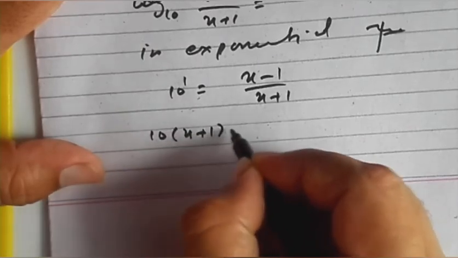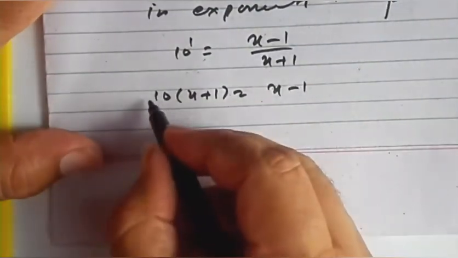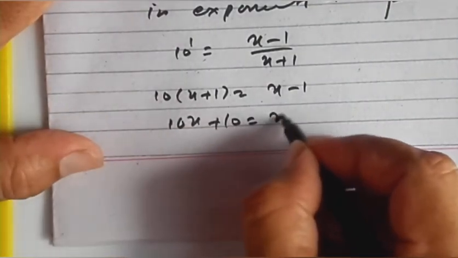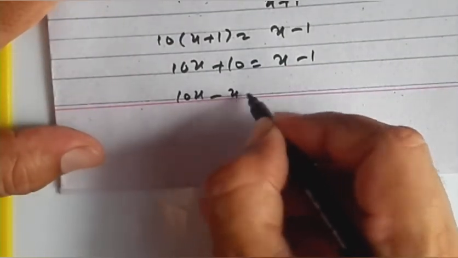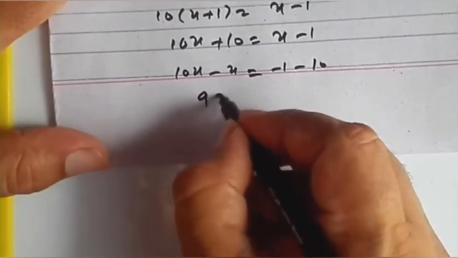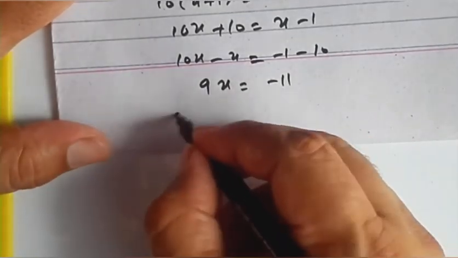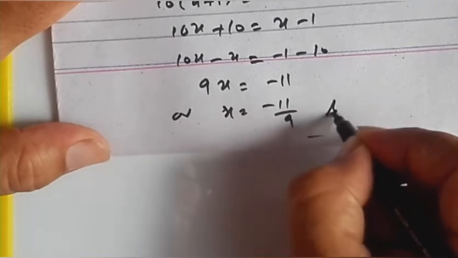Now multiply this x plus 1 here, so x minus 1 remains here. Now multiply this, we get 10x plus 10 equals to x minus 1. Shift this x here and this 10 on the right side, so we get 10x minus x equals to minus 1 minus 10. Here remains 9x equals to, here remains minus 11. Divide both sides by 9, we get x equals to minus 11 by 9 is the answer.